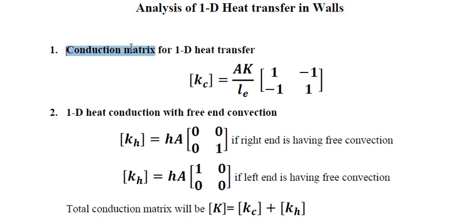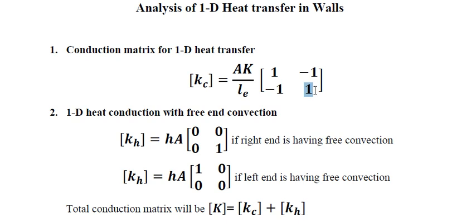The first one is the conduction matrix for 1D heat transfer. Listen carefully. The conduction matrix suffix is given as C. For conduction, the conduction matrix is given as A into K, where K is the conductivity of the material, divided by the length of the element, into the matrix 1 minus 1, minus 1 1.